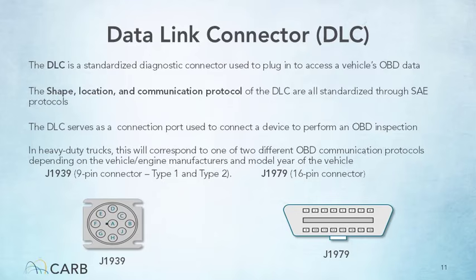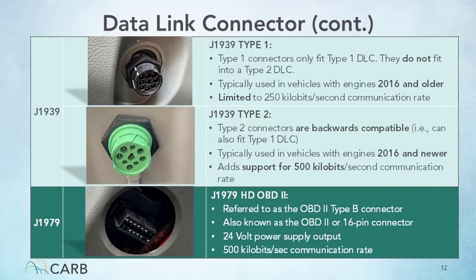In vehicles using the SAE J1939 communication protocol in their OBD system, the round DLC with the 9-pin connector is used. In vehicles using the SAE J1979 communication protocol in their OBD system, the rectangular-shaped DLC with a 16-pin connector is used. Here are examples of the different types of DLCs used in heavy-duty vehicles.